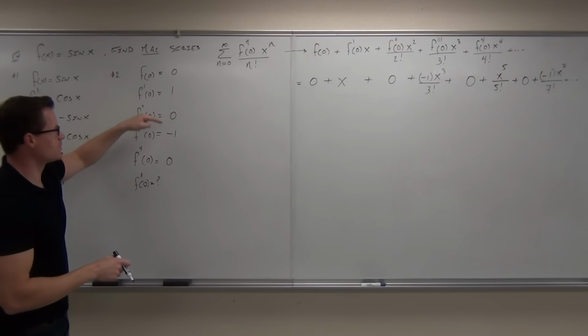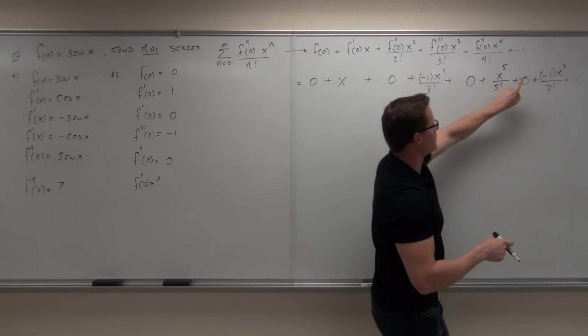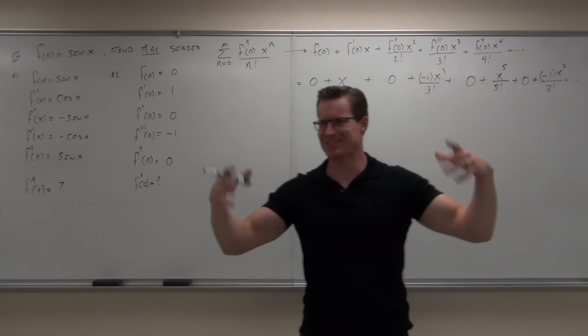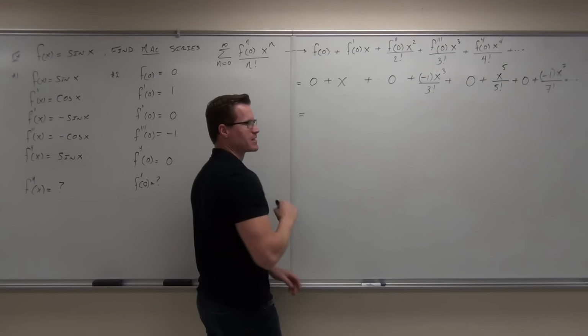0, 1, 0, negative 1, 0, 1, 0, 1, 0, negative 1, 0, 1, 0, negative 1, 0, 1, 0, negative 1. It's like a song. Having fun, right? It's cool. Well, now let's simplify this a little bit. Do I really need to include all my zeros?